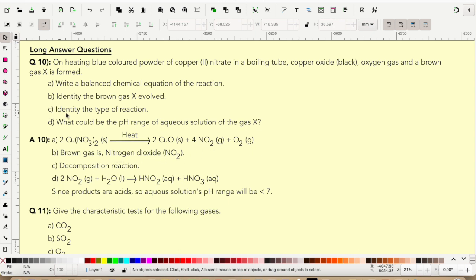Third part is identify the type of reaction. This is a decomposition reaction as a single substance is getting decomposed into two or more products. Last part is what could be the pH range of the aqueous solution of the gas X. When NO2 reacts with water, it makes HNO2 and HNO3, two acids. Balanced chemical equation is 2NO2 plus H2O makes HNO2 plus HNO3. Since the product is acidic, the pH will be less than 7.